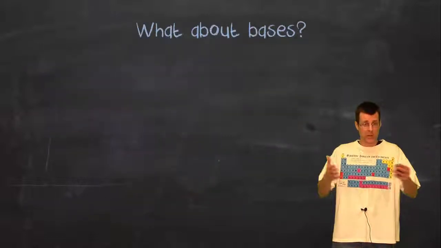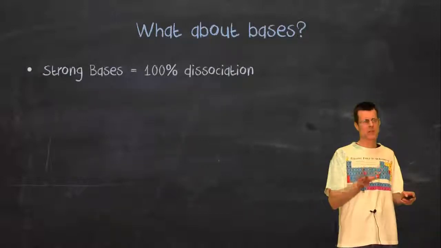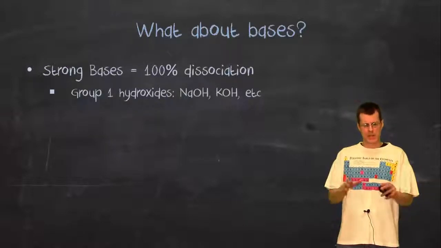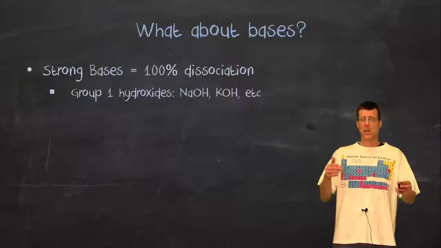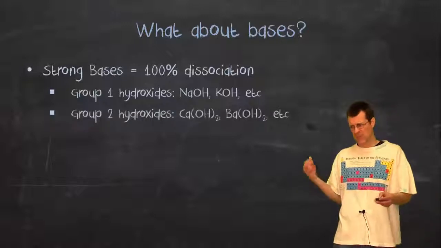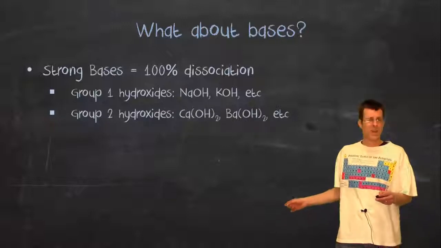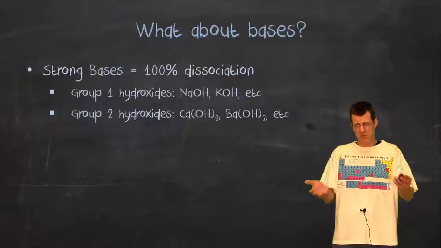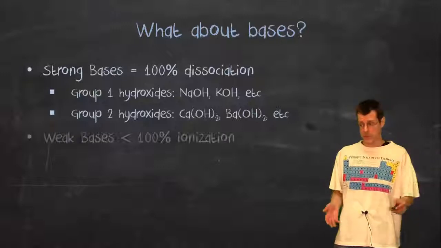Okay, bases. We want to cover all of our topics. Strong bases, similar to strong acids, 100% dissociation. We had a fairly weird looking list last time because it really consisted of sodium hydroxide, potassium hydroxide, but really it would have been all of the group 1 hydroxides and then some of the group 2 hydroxides. The problem with group 2 hydroxides is that a lot of them aren't very soluble. So you can, on paper, say that it works, but you can't really make much of a solution out of a group 2 hydroxide or most other hydroxides.